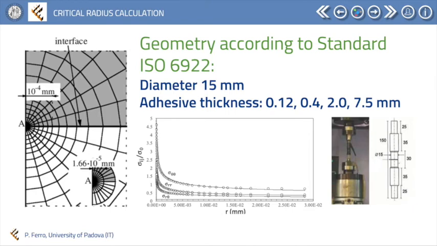The geometry of the adhesively bonded butt joint follows that of the standard ISO 6922. In particular, the joint diameter is 15 millimeters, while the adhesive thicknesses modeled are 0.12, 0.4, 2.0, and 7.5 millimeters. This is the mesh used to capture the stress distribution that is shown at the bottom.